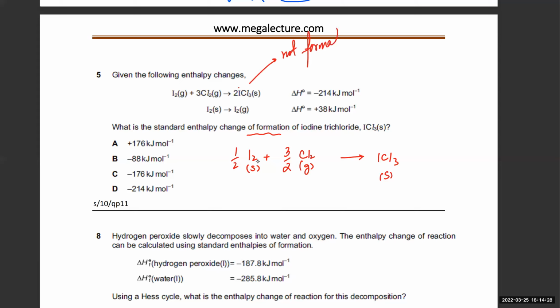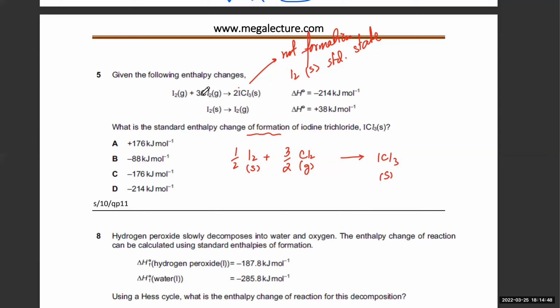All right. Because the element has to be, what's the standard state of iodine? It's a solid. It's a blue-black solid. I mean, that's the standard state of iodine. Chlorine definitely is a gas at room temperature.